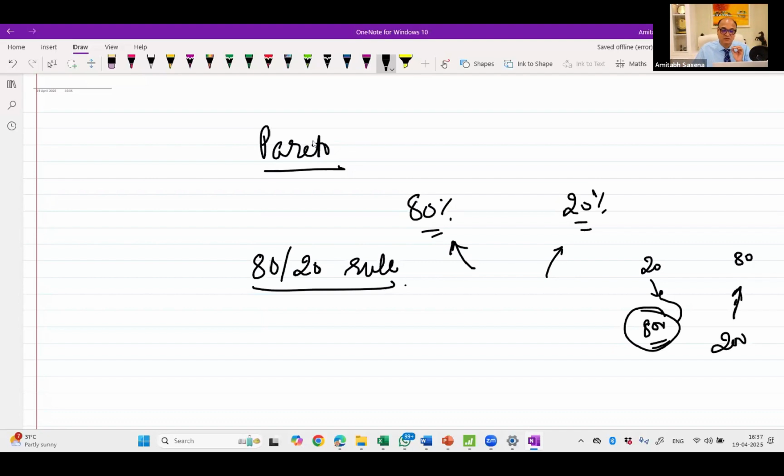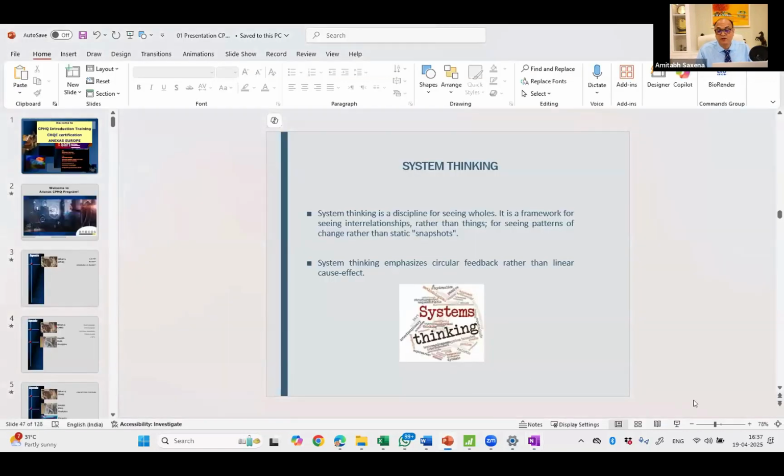The same thing is true in quality also. 80% of your problems, whatever you are facing in your hospital, are due to 20% of causes. I will apply this 80-20 rule when I do the project. I'll take you through a project, and while doing it, I will apply this rule, and you'll learn it in a better way. But let us first understand one topic.